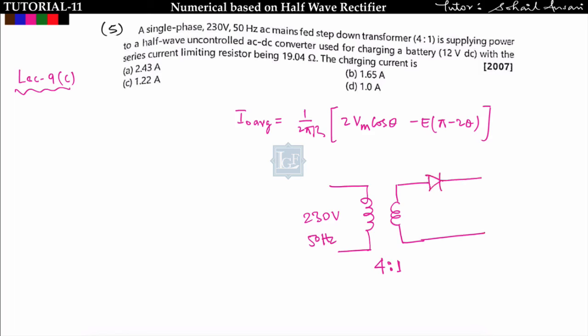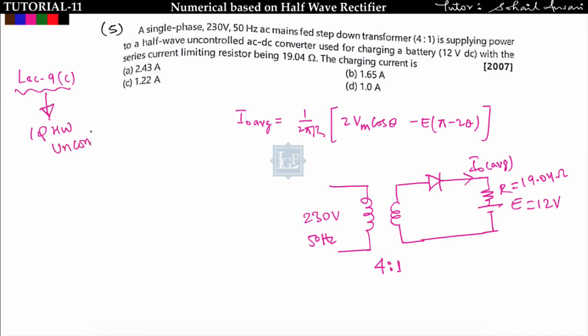This AC to DC converter is used for charging a battery, which means an RE type of load, where the EMF is given as 12 volt with a series current limiting resistor R equal to 19.04 ohm, and we have to find the charging current, that is I naught average. This concept has been discussed in lecture number 9C, that is single phase half wave uncontrolled rectifier with RE type of load.